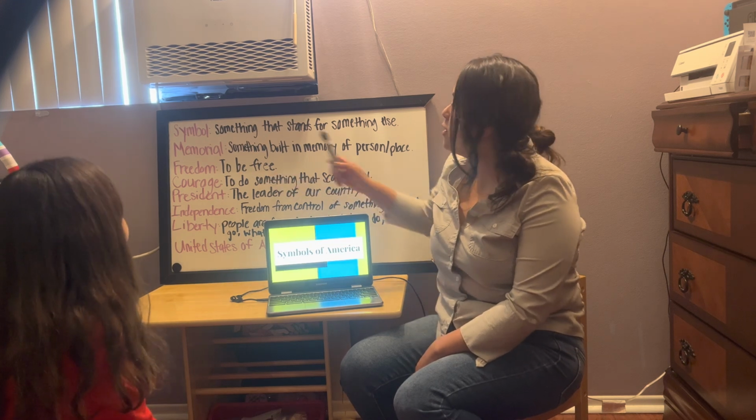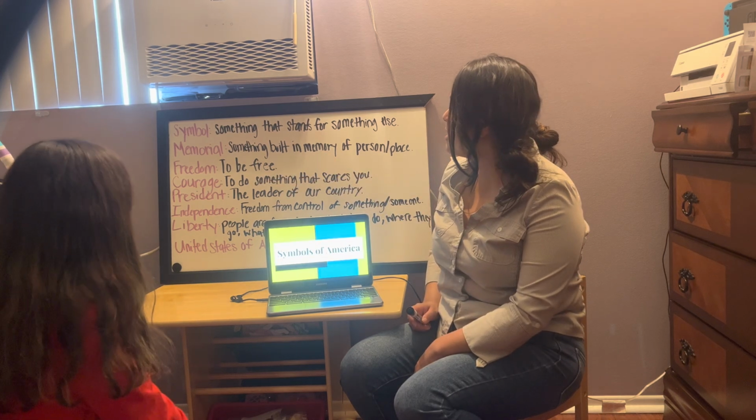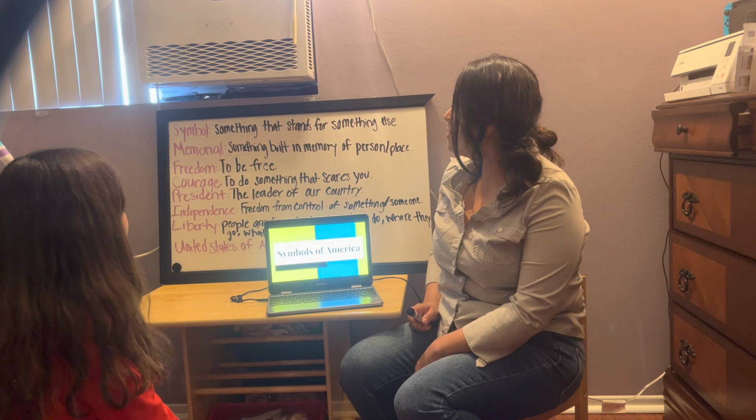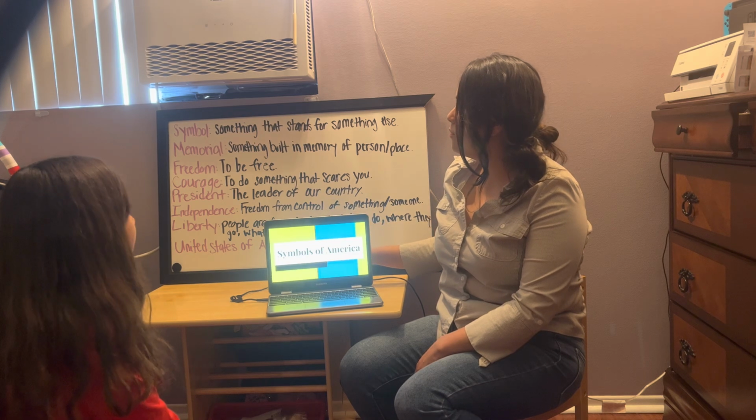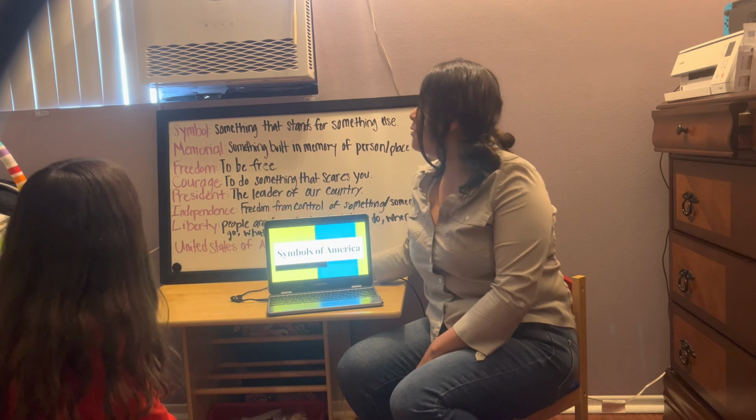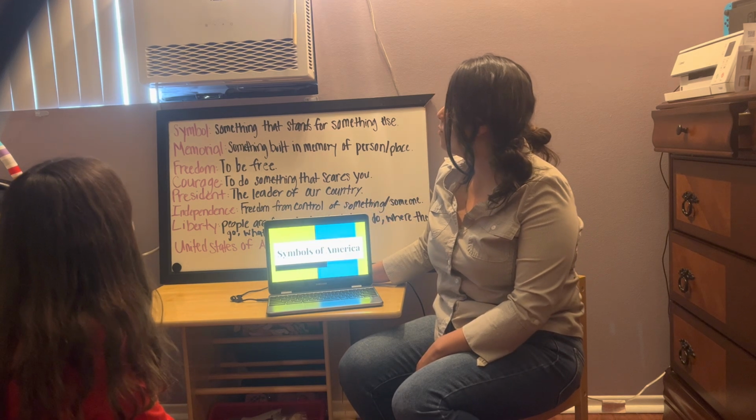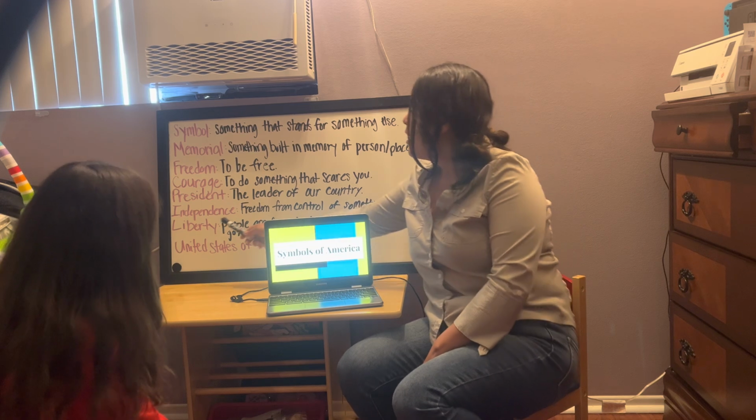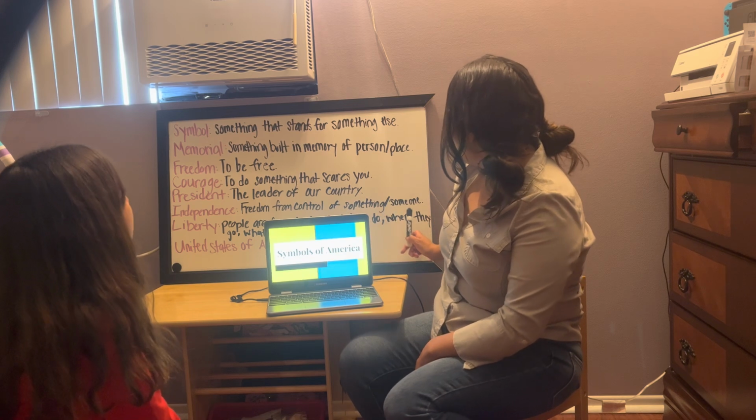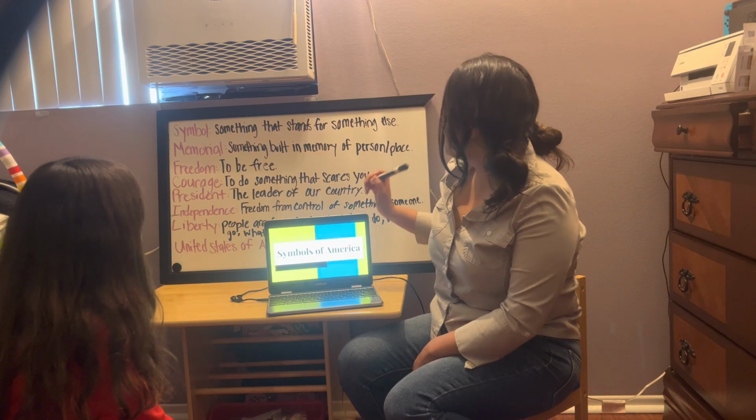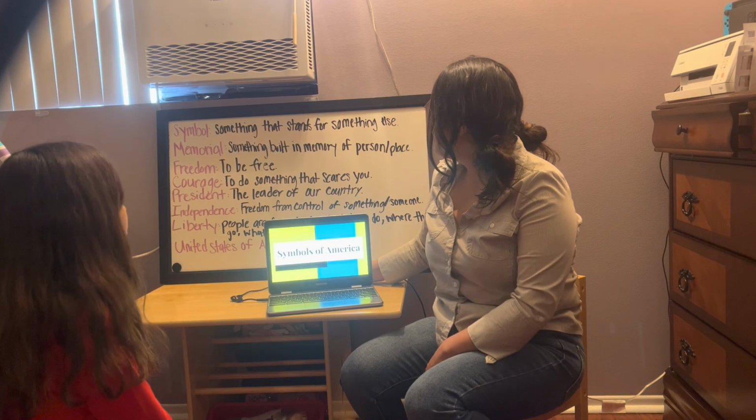Freedom. Freedom. To be free. Courage. Courage. To do something that scares you. President. President. The leader of our country. Independence. Independence. Freedom from control of something or someone. Liberty. Liberty. People are free to do what they want, where they go, what they eat or speak.